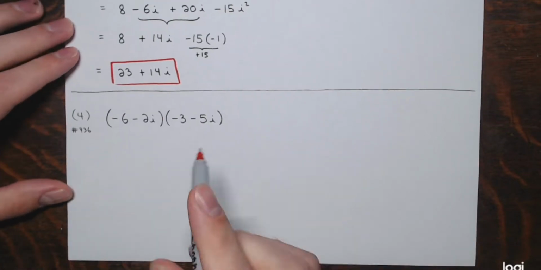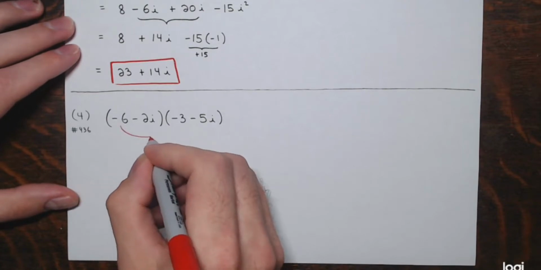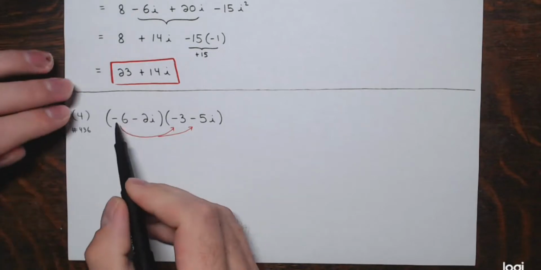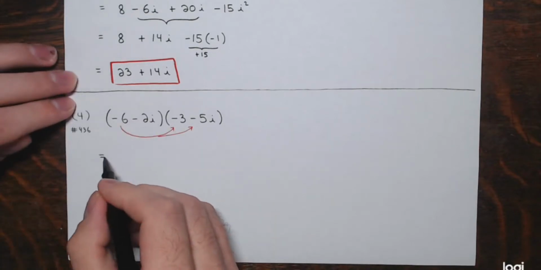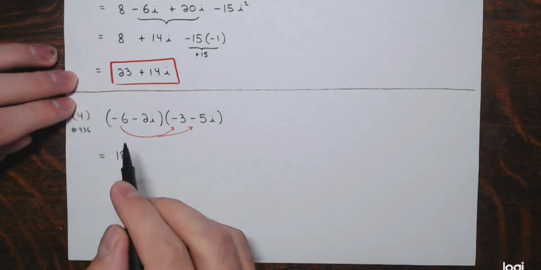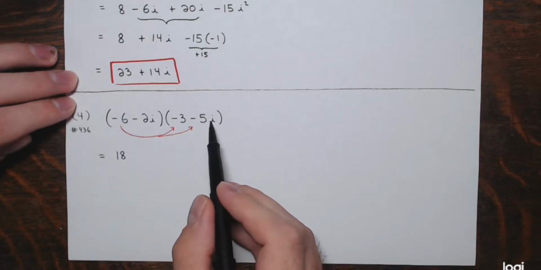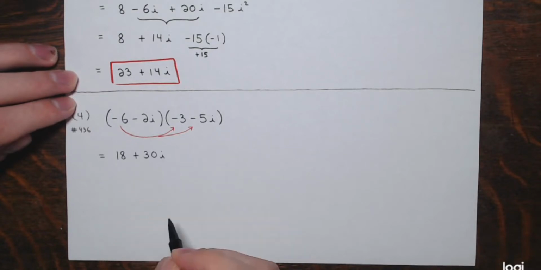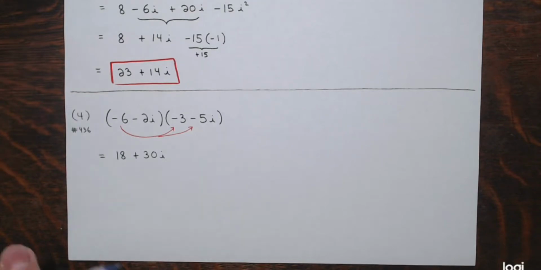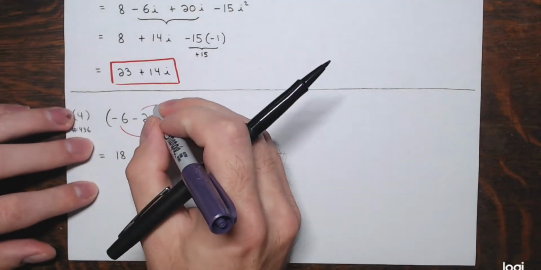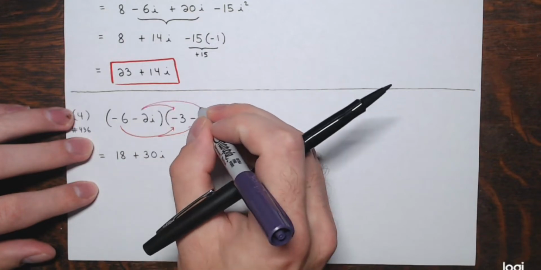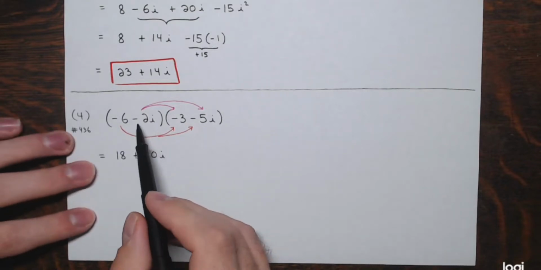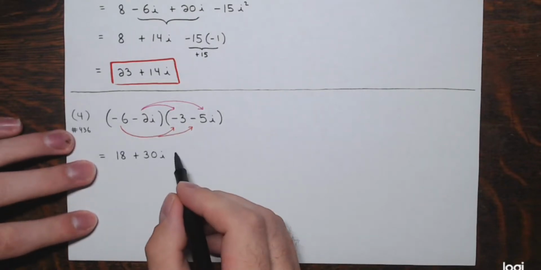Alright, so first I'm going to distribute negative 6 to the negative 3 minus 5i. Right, negative 6 times negative 3 is positive 18. Negative 6 times negative 5i would be positive 30i. Alright, now I'm done with that. Move over to the negative 2i, and distribute the negative 2i to the negative 3 minus 5i. Negative 2i times negative 3 would be positive 6i.